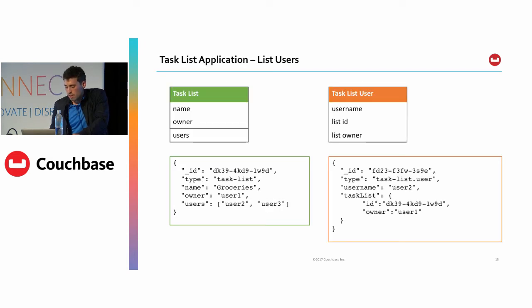So instead, we would create a third document type, task-list.user, in the orange rectangle. It has a username property and a task list dictionary. The username property is the user we want to invite, and the task list owner is the owner of the list. That's like doing a join, but for access control. That way we remove the users array from the task list.